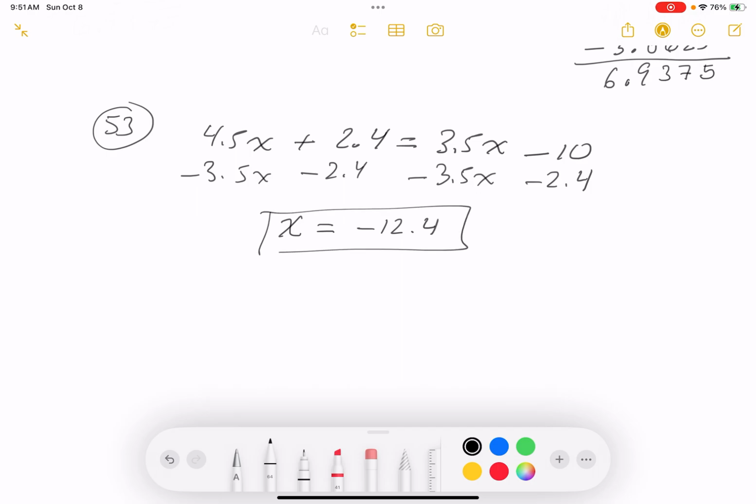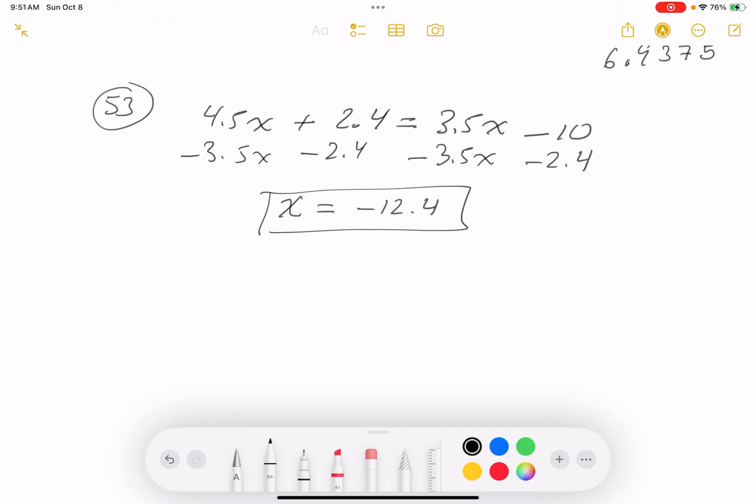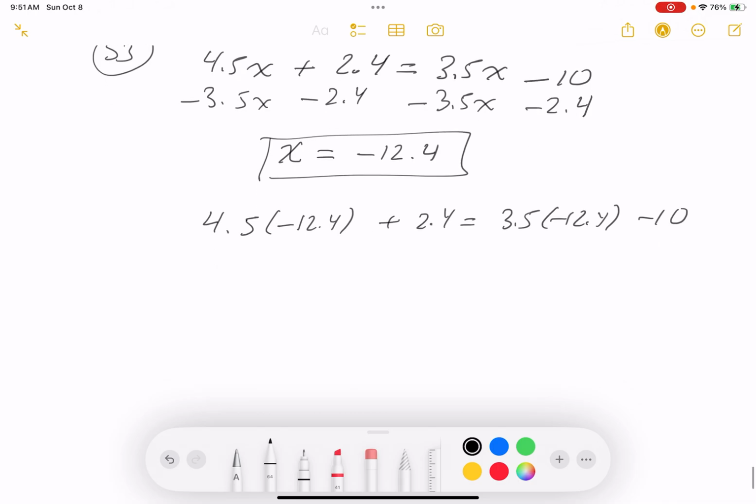I think you know by now I'm going to check it. And again, it might seem pointless, but let's write this down. 4.5 minus 12.4 plus 2.4 equals 3.5 minus 12.4 minus 10. All right? Let's go through it. Again, it's problematic to check. It really is. And say I'm exhausted. I want to do a calculator. Do the calculator then. So I'm going to write this over here as 12.4 and 4.5.